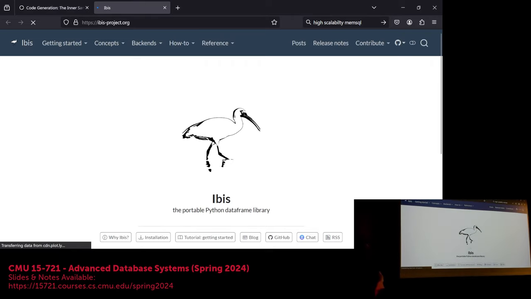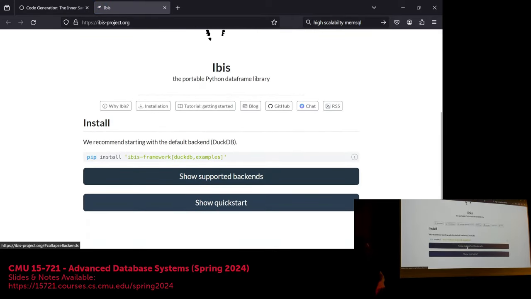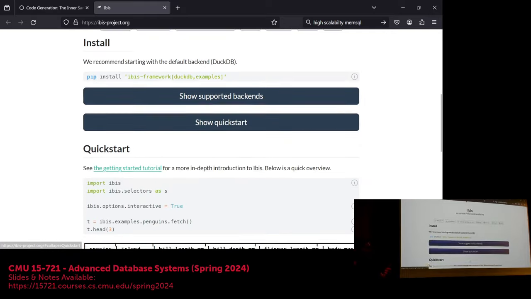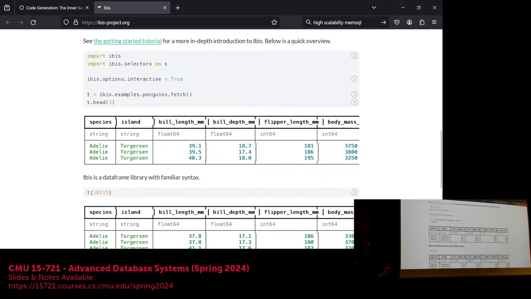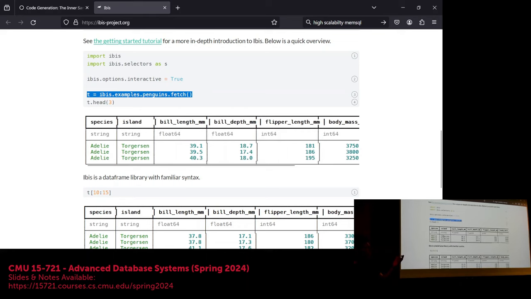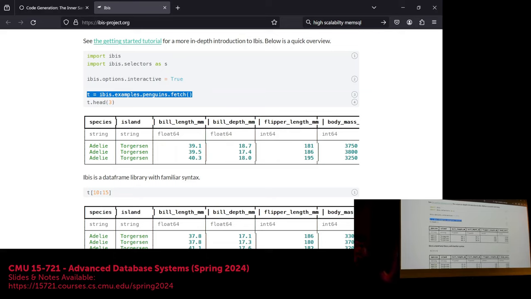But basically, it looks like if you ever used Spark, PySpark, and things like that, right? It's going to have the APIs that manipulate data frames like this, right? You fetch some things, get the head, and then this is the output. So again, it's a procedural language to manipulate data frames, which are basically relations or tables in a database.